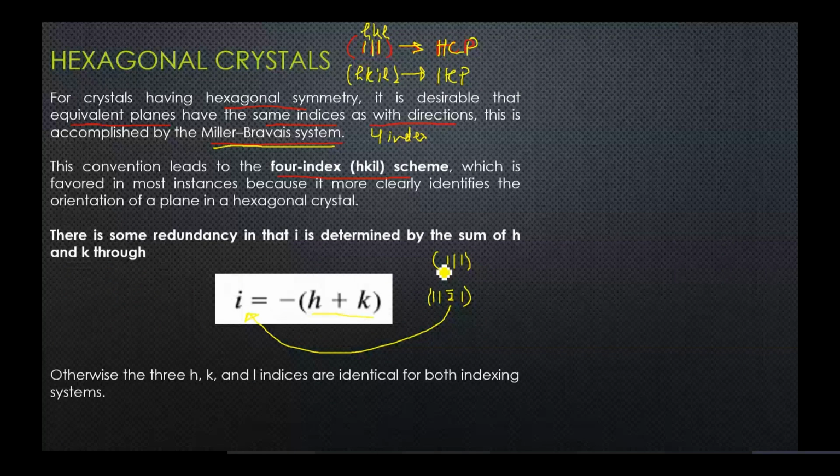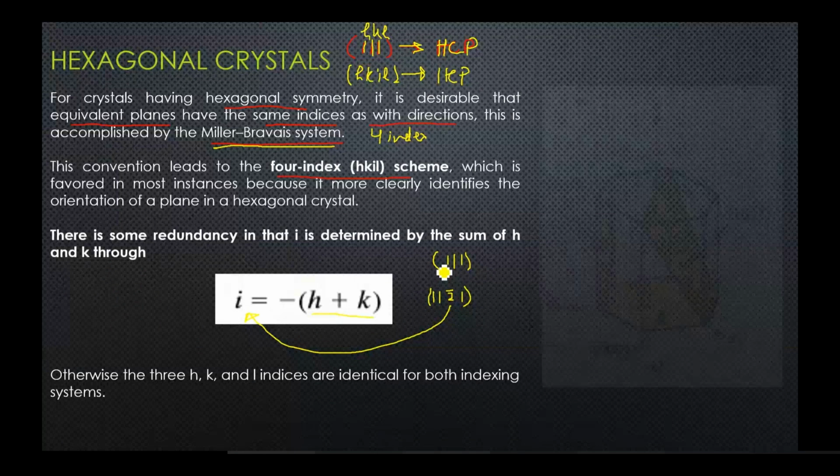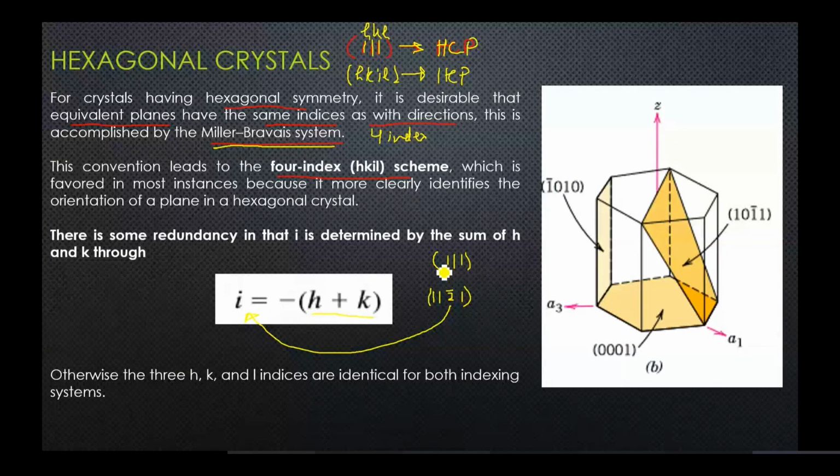Now let's look at the different planes in a hexagonal crystal system. Let's say this is my origin. This is positive A1. This is positive A2. This is positive A3. And this direction is essentially the positive Z direction.